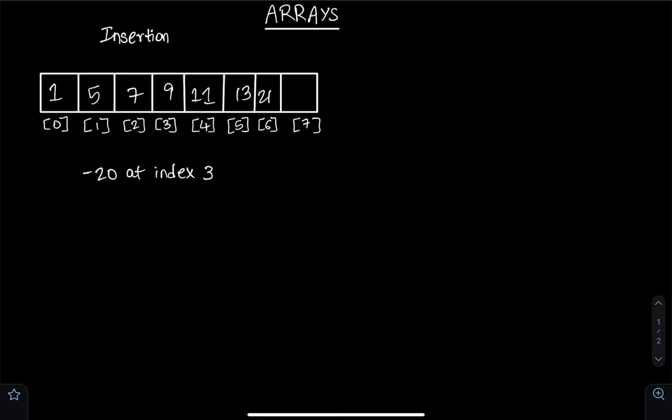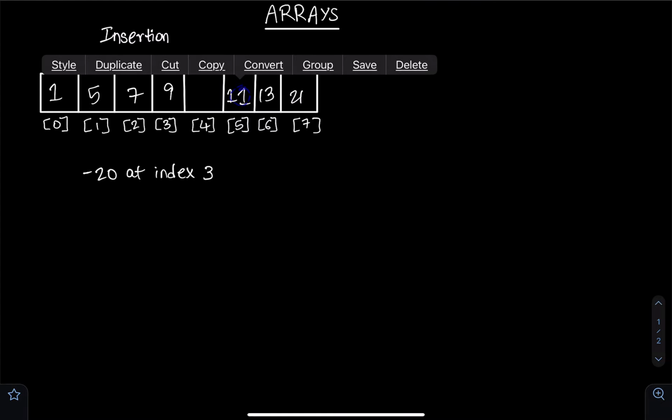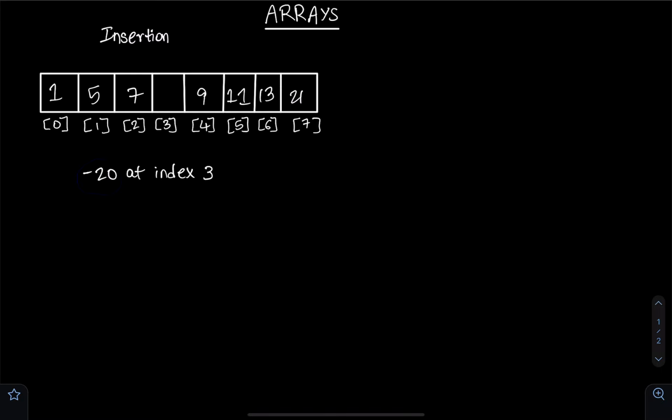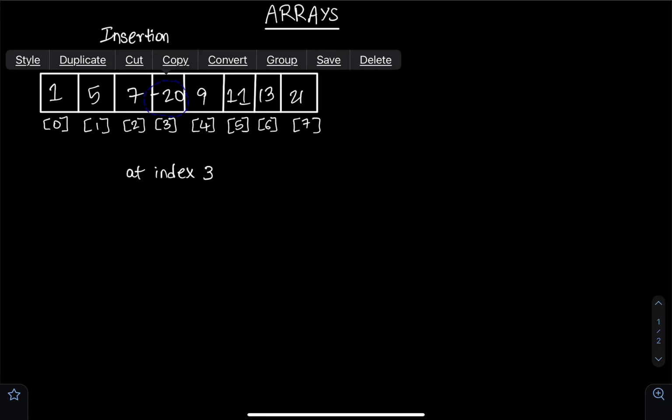First we will have to shift all the elements to the right of index 3, including the element at index 3, so that we can make space for the new element, which is -20, to be inserted at index 3. Now let's look at the scenario. We will have to shift 21 to index 7, 13 to index 6, 11 to index 5, and 9 to index 4. And we will insert -20 at index 3.